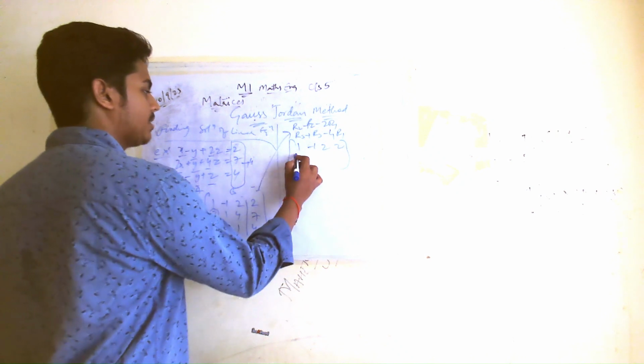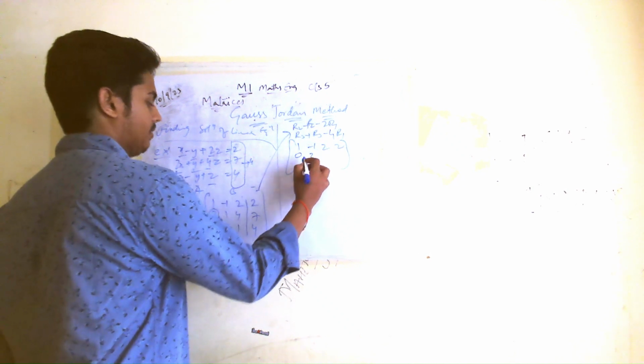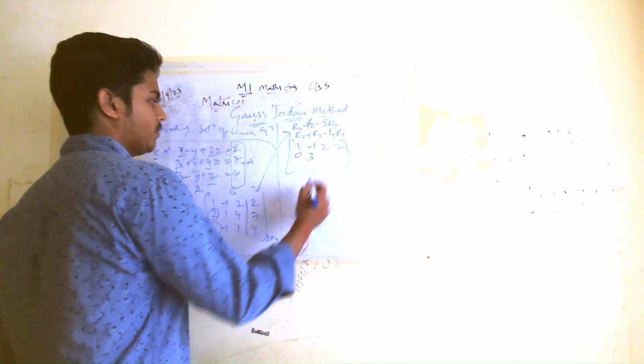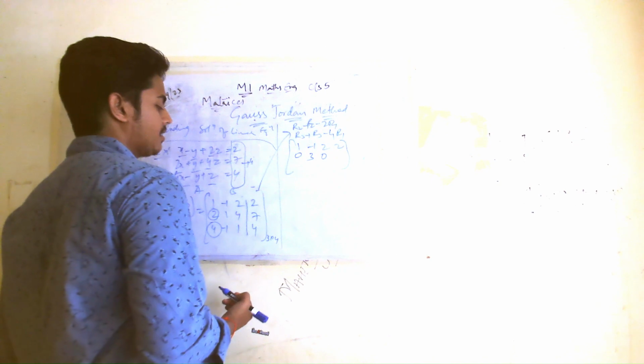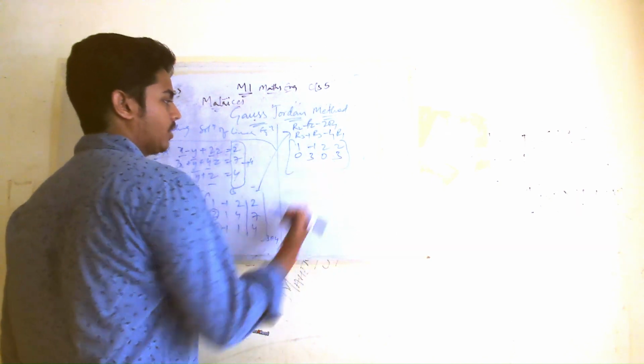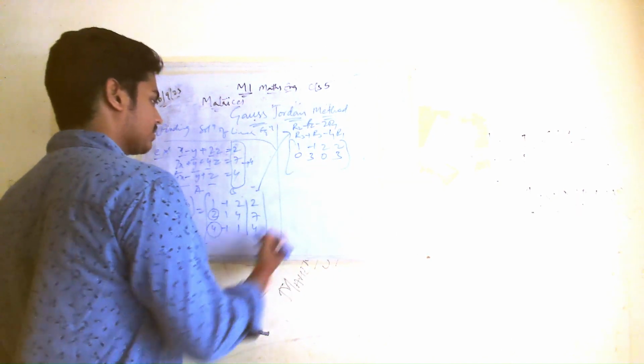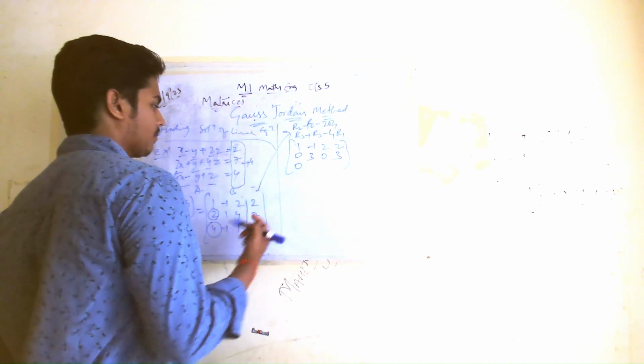R2 becomes 0, 1 minus of minus 2, so 1 plus 2 is 3, 4 minus 4 is 0, 7 minus 4 is 3. Okay, we got this one. Our R3 becomes 0, minus 1, minus 4, minus 5.